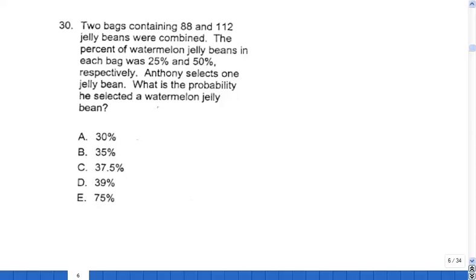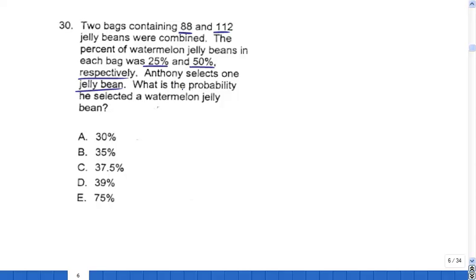Proficiency exam problem number 30. Two bags containing 88 and 112 jelly beans were combined. The percent of watermelon jelly beans in each bag was 25% and 50% respectively. Anthony selects one jelly bean. What is the probability he selected the watermelon jelly bean?